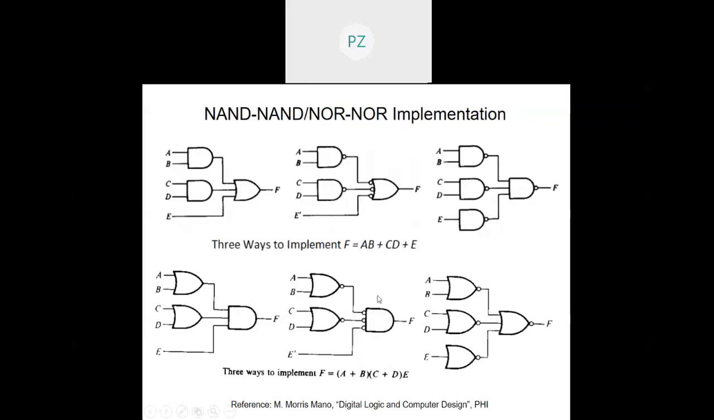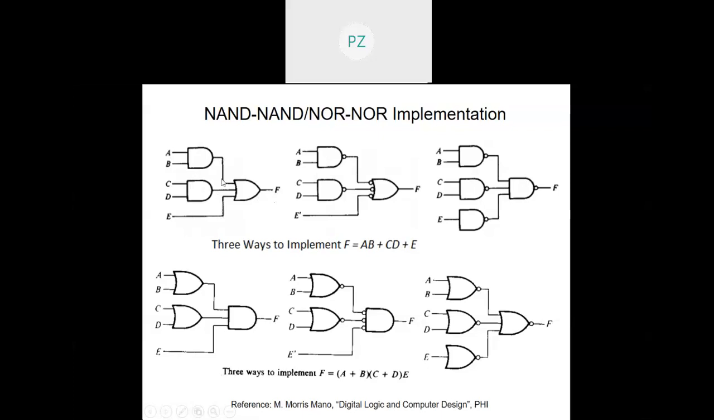So moving on, we have seen the AND OR implementation. Now let us see NAND NAND or NOR NOR implementation. Suppose this is the AND OR implementation, right? So what do I get here? F will be AB plus CD plus E, right? This will be AB, this will be CD, and this will be E. So F will be AB plus CD plus E.